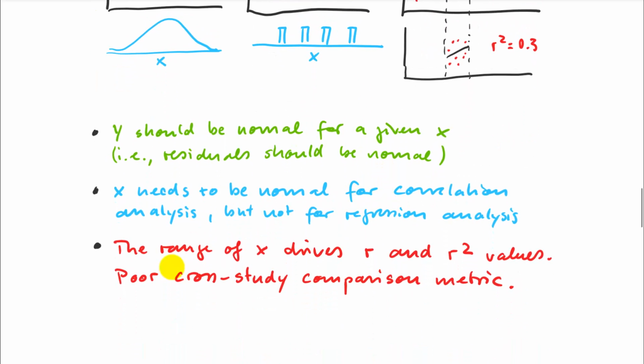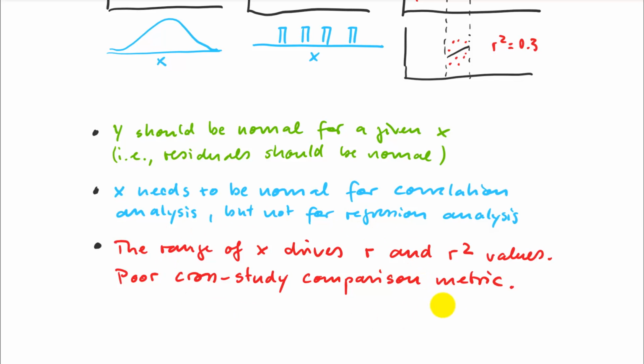And that makes the Pearson correlation coefficient a really poor statistic for cross-study comparisons. One person may investigate one range of values, another person a wider or different range of values. Those can very easily yield very different r and r squared values. So unless you have a really representative random sample of your population, every study would come up with a different answer.